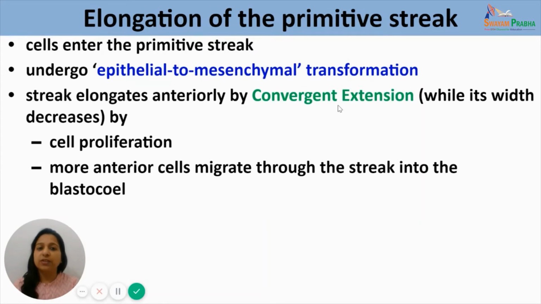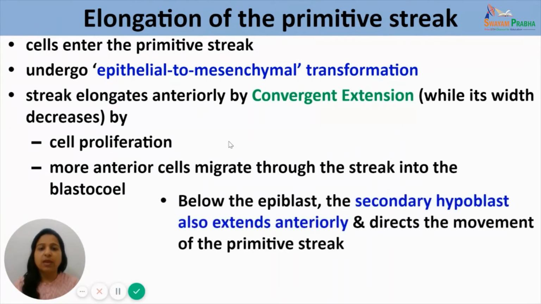If you remember, convergent extension is the type of intercalation in which the cells undergo a transformation within their own layers, thereby increasing the length of the layer and decreasing its width. Now, this elongation of the streak during convergent extension is mediated by cell proliferation, that is, increase in the number of cells by their continuous division, and more cells migrating through the streak to reach the blastocele of the embryo.